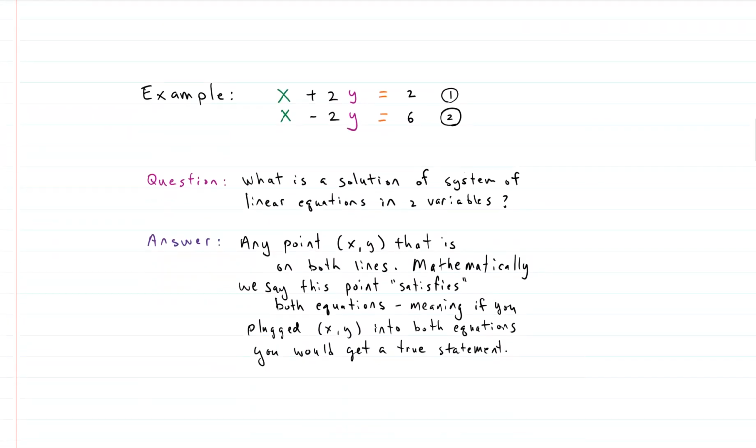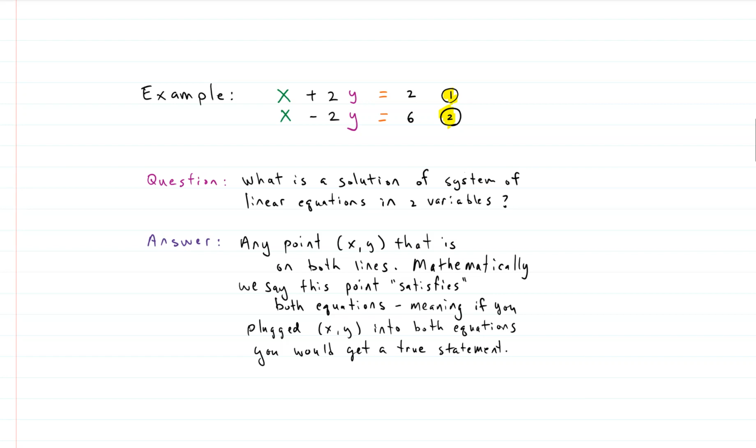Here's an example of a system of linear equations in two variables. You notice all the variables have 1 as an exponent, and because they have 1, it's implied. We don't write it. I label all of my equations with a number with a circle around it, so you know it's a label. So I have two equations, equation 1 and equation 2.